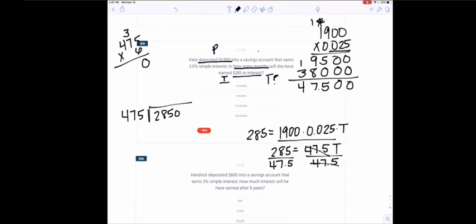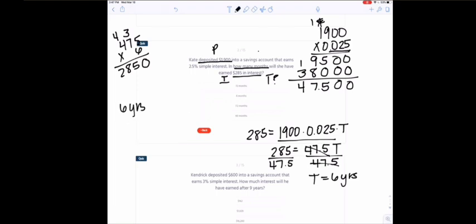6 times 5 is 30, carry the 3. 6 times 7 is 42 plus 3 is 45, carry the 4. 4 times 6 is 24 plus 4 is 28. So it actually is exactly 6. When we subtract it, we don't have anything left over and we have nothing to bring down. So we can leave it as t equals 6 years. Well, what is the question asking us for? The question is asking us for number of months. So we have to convert this now.